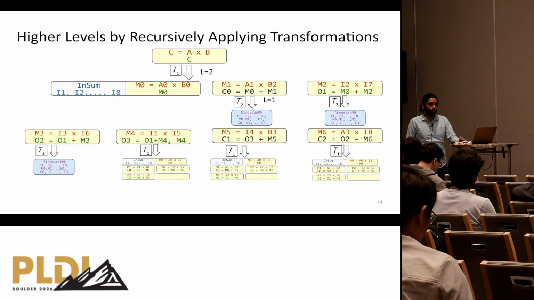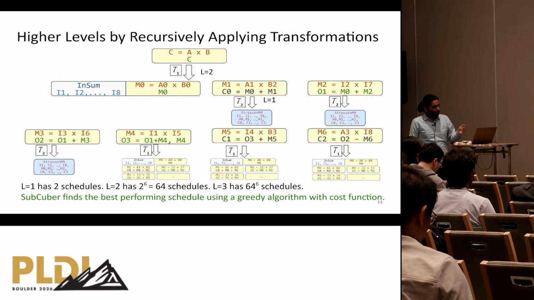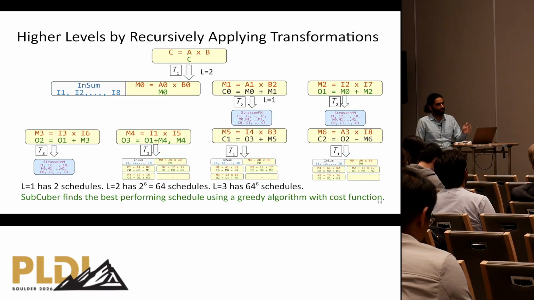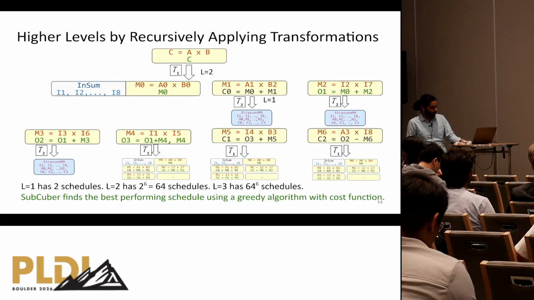Since there are just 2 transformations and there are 6 cases, with each level the number of schedules grows exponentially. For L equal to 1, we have 2 schedules. L equal to 2, we have 64. L equal to 3, we have so many, I didn't even calculate that. So SubCuber has this greedy algorithm, which you can look into in the paper, with a cost function, and that is how it finds the best performing schedule.